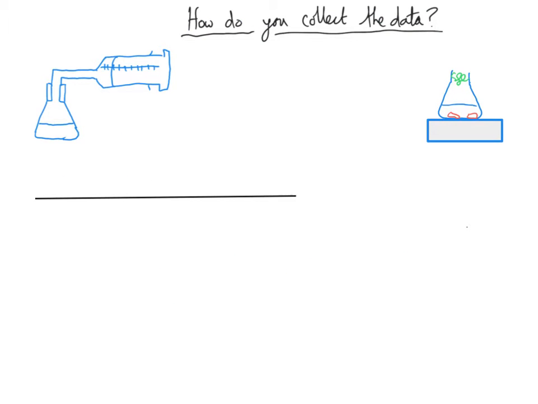Before we go straight into looking at graphs, we need to first have a look at how we would collect the data for a graph. First of all, I should say that this depends on what type of experiment you're doing, whether you are collecting a gas on here. So this obviously would be the gas that gets produced, and you'd be looking at measuring the volume of the gas that gets produced as time passes.